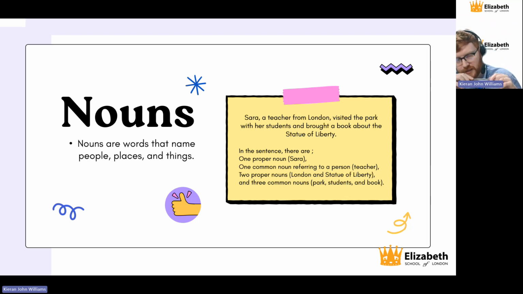In that sentence, you'll notice that there are different nouns. First of all, we have Sarah, which is a proper noun. We have a noun to describe a person, teacher. We have 2 other proper nouns, which are the specific names of things, like London and the Statue of Liberty. And then we have 3 more common nouns, which are park, students, and book.